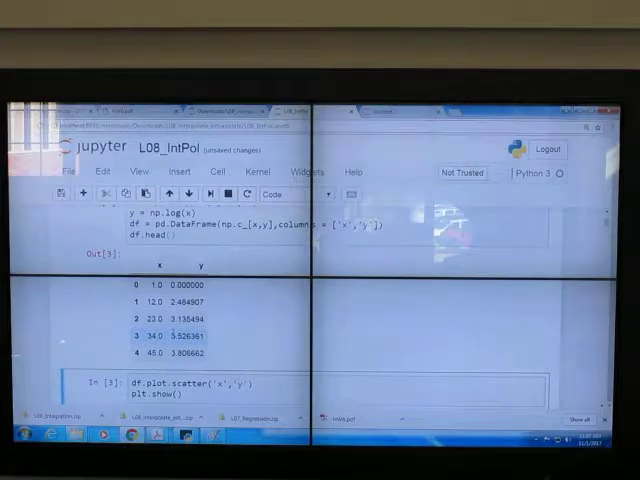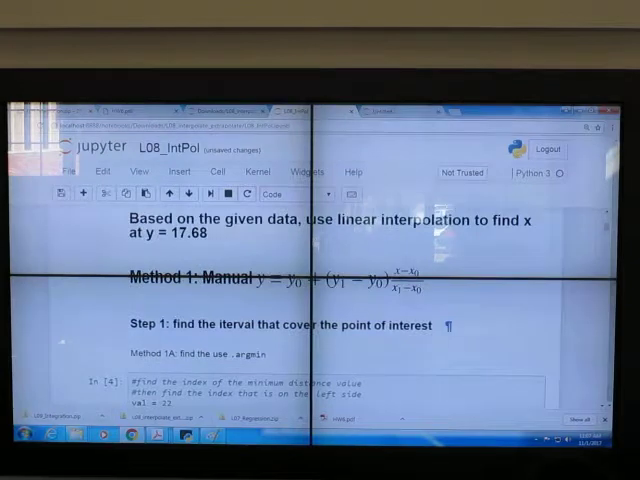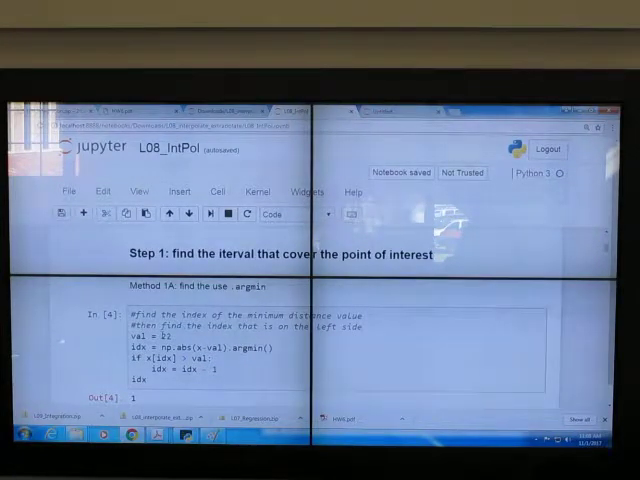So how do I know without just looking at it? This time I look at it and I can tell, hey, that is the interval between 1 and 2. So the manual method is to find the interval that covers the point of interest. So I use argmin, argument minimum. My value is equal to 22.